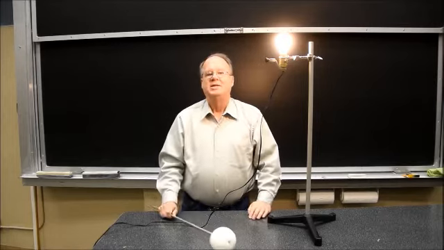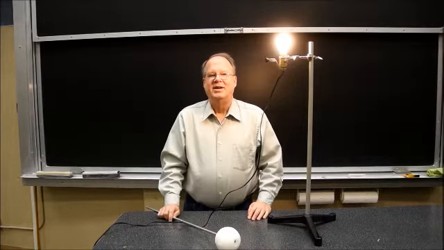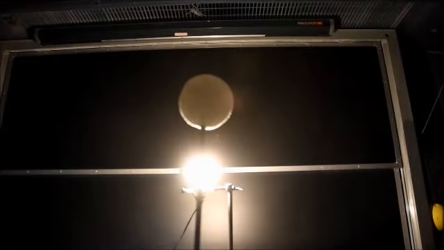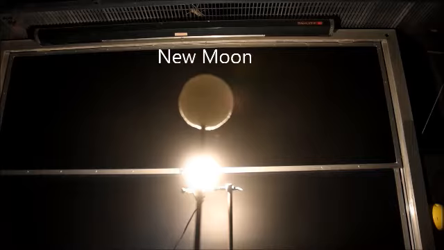So, let's take a look at the demonstration. All right, let's get started. Remember, the camera represents you on Earth, looking up at the moon at its highest point in the sky when it's directly overhead. In this configuration, we're also looking toward the sun, so it's in the middle of the day, and this is the new moon phase, because the moon is directly between the sun and Earth.